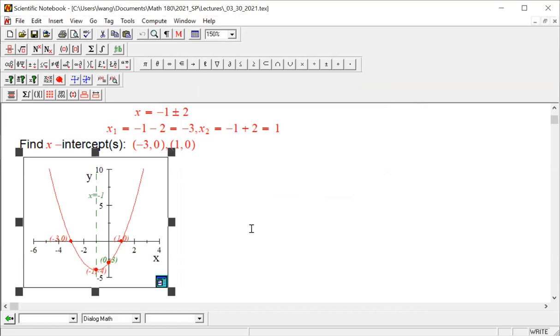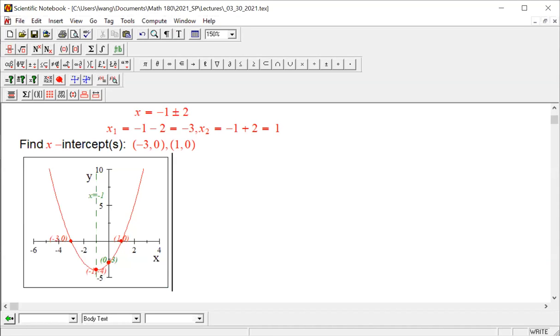Another perspective. When we are looking for the y-intercept, we use the y-axis, which is x = 0, to cross the curve. When we're looking for x-intercepts, we take the x-axis, which is y = 0, to cross the curve. We get 2 points here. Now we have all of these points.